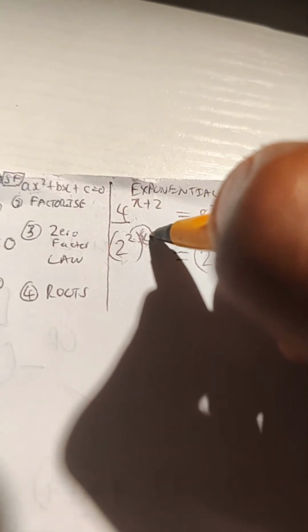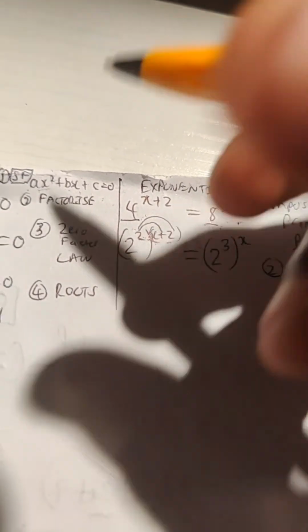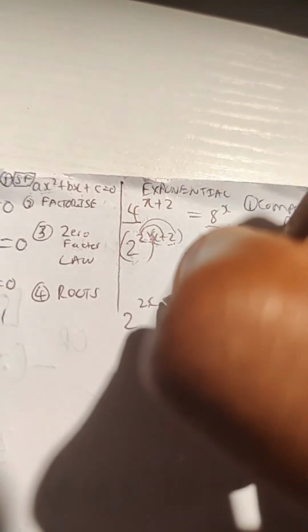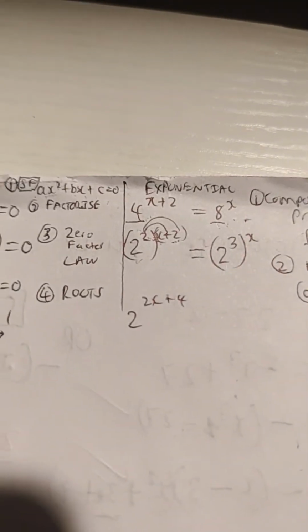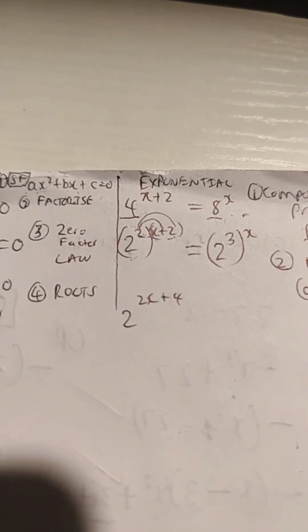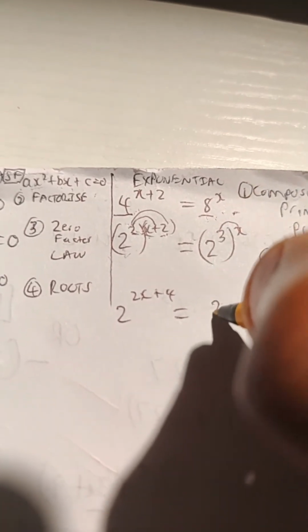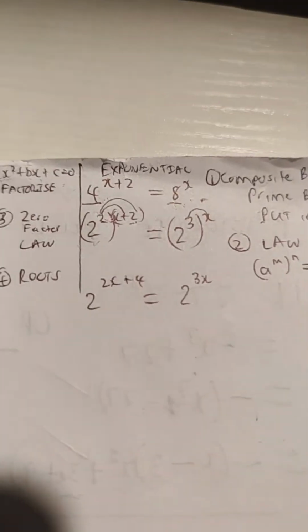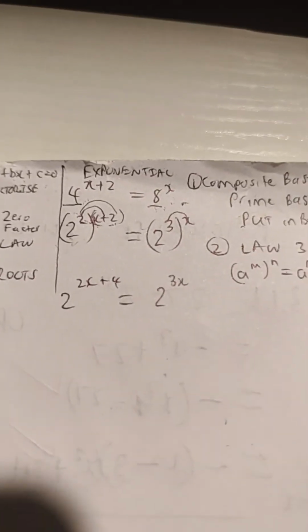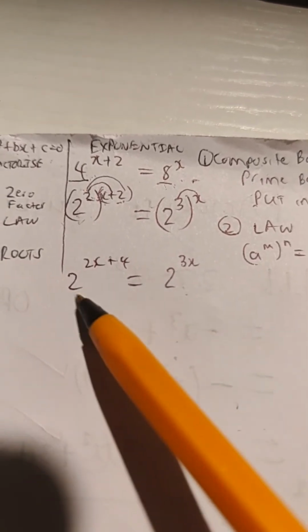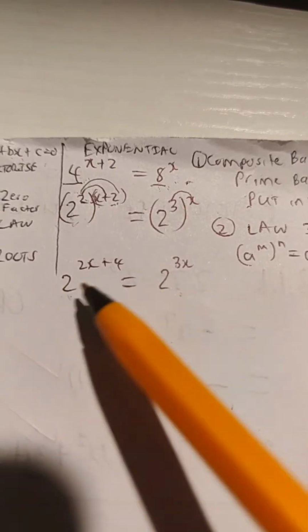So that means we are going to distribute the 2. 2 times x, we are going to get 2 to the power 2x. 2 times 2, we are going to get 2x plus 4 as our exponential expression there. Then lastly, 3 times x, 2 to the power 3x. Now, what we can see is that we have the same numerical bases on the left and right of our equation. What does that then mean?